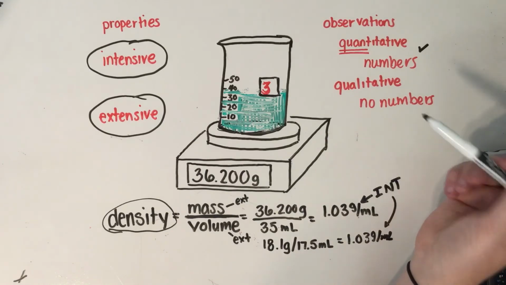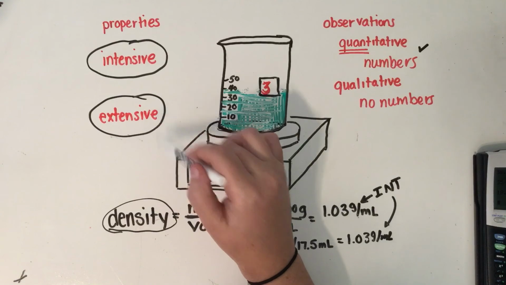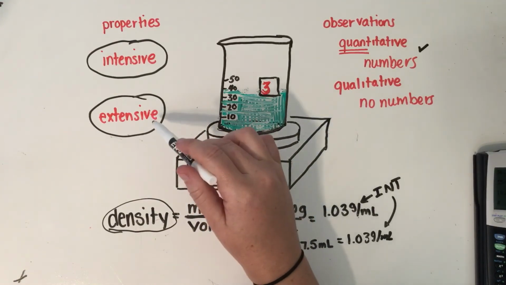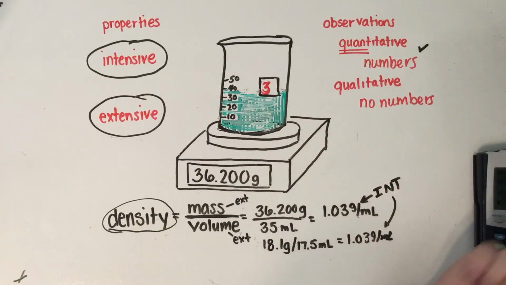What you're going to be asked to do is identify whether specific properties are intensive or extensive, and then also describe whether specific observations of those properties are quantitative or qualitative.